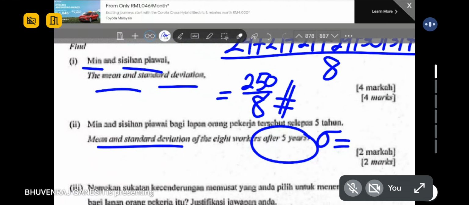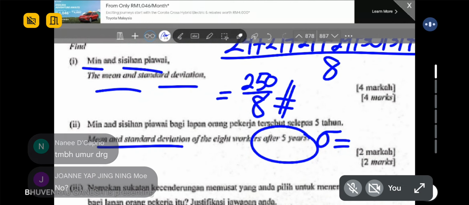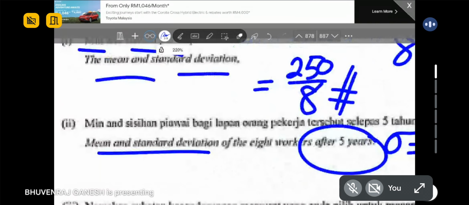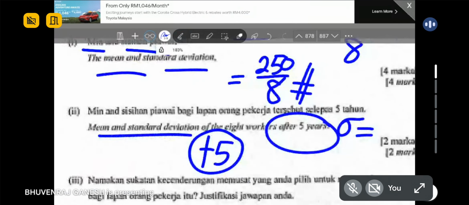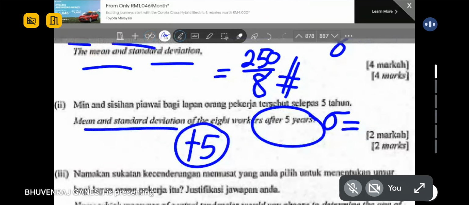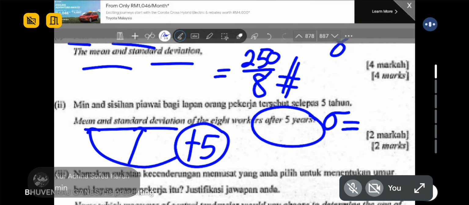Selepas 5 tahun. So how? Tambah umur, yes. Okay, the age will actually change guys. So basically it is plus 5 lah. Every single data kamu kena tambah 5. So guys, if plus 5, which one is affected? Mean or standard deviation? Kalau saya tambah 5, mana yang akan terpengaruh? Mean atau sisihan piawai? Yes, only mean guys. Remember, hanya mean saja akan berubah. Okay, sisihan piawai tak akan berubah.